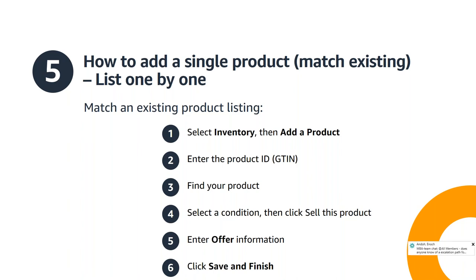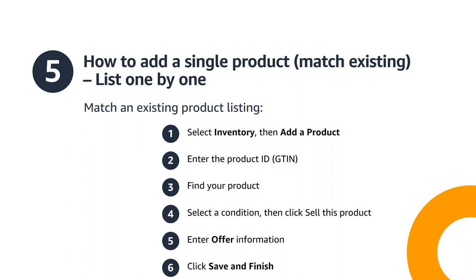If you find your product, select a condition for the item you're selling, new, used, or another option, and then click the Sell This Product button. You'll be brought to a new page to enter information about your offer, including your price and quantity. You'll also select whether you want to ship the product directly to your customer or have Amazon ship it for you through our Fulfillment by Amazon or FBA program.